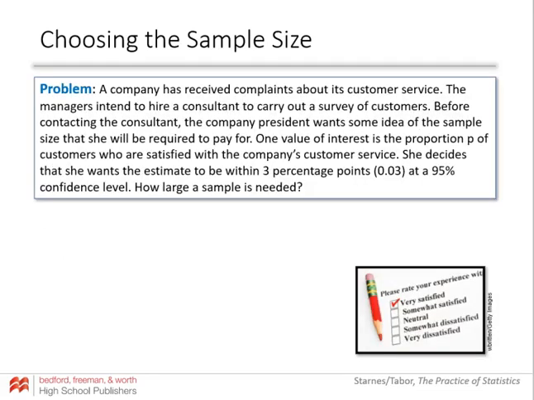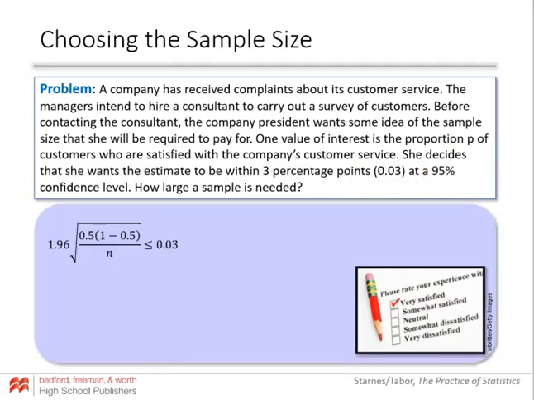All right, so here is our example. You can pause and read it. But basically we want an estimate to be within 3 percentage points. So that 0.03 right there, that is our margin of error. So how large of a sample do we need? Okay, so we have our margin of error formula, 95%, so my z star is 1.96. And we're not given any information about a previous p hat, so we're just going to use 0.5. And we're going to just take this equation and solve for n.